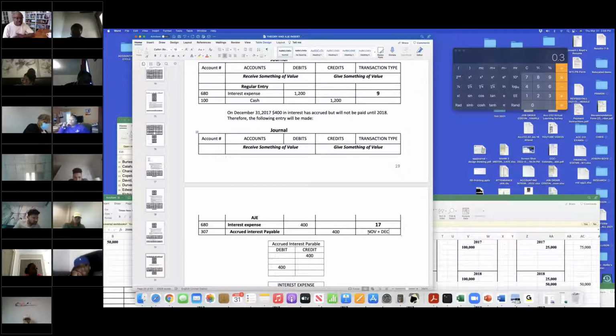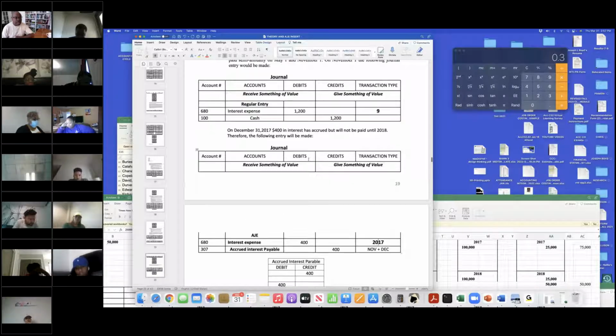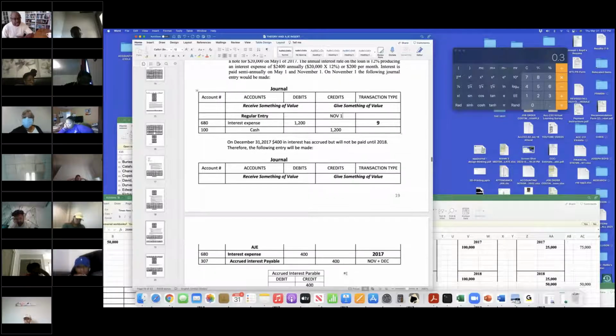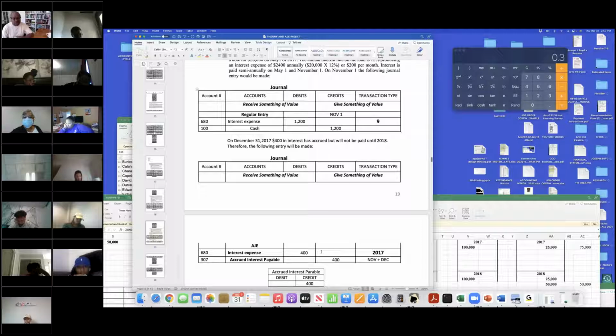You got to recognize this in 2017. Okay, so in 2017, you got to make this AJE because of 2 months. Remember, you made the regular payment as you were required to on November 1st. So this is November 1st. But when December comes, 2 more months have gone by. And so you got to make this adjusting entry because this entry for these 2 months relate to 2017.